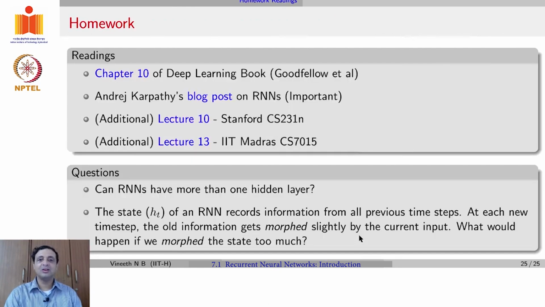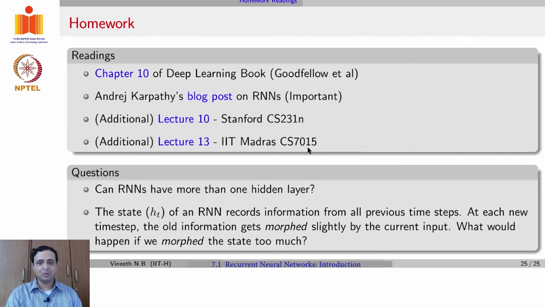As homework, your readings would be chapter 10 of the deep learning book, Andrej Karpathy's excellent blog post on RNNs, and additionally, if you'd like, go through the Stanford CS231N course or the IIT Madras CS7015 course. In the next lecture, we will talk about how these RNNs can be trained using backpropagation.